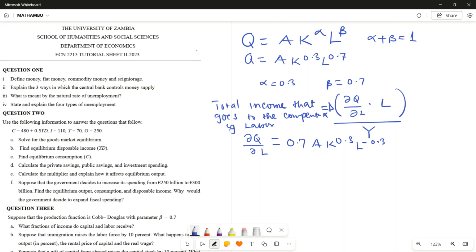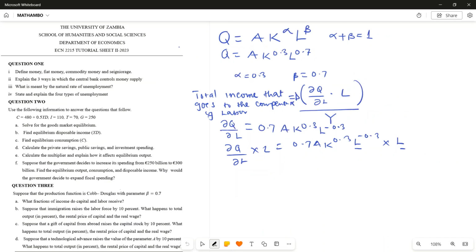So we've gotten the marginal product with respect to labor, which is this. Then we know that multiplying the change in q by labor, this will be 0.7 AK to the power 0.3, labor to the power minus 0.3. Then I'm multiplying this by L, the units of labor, and this will give us 0.7 AK to the power 0.3, then labor. So now we are going to maintain the base and add the powers.